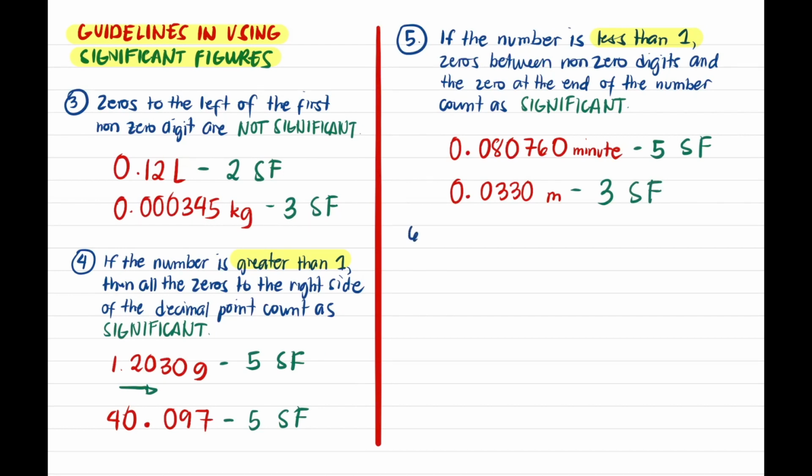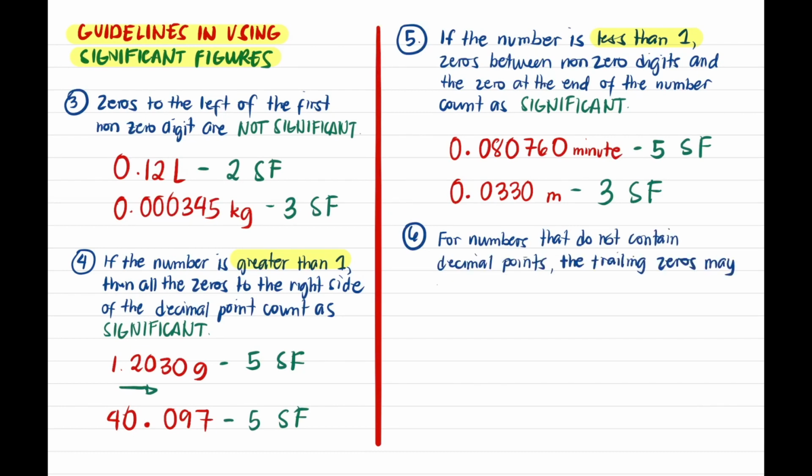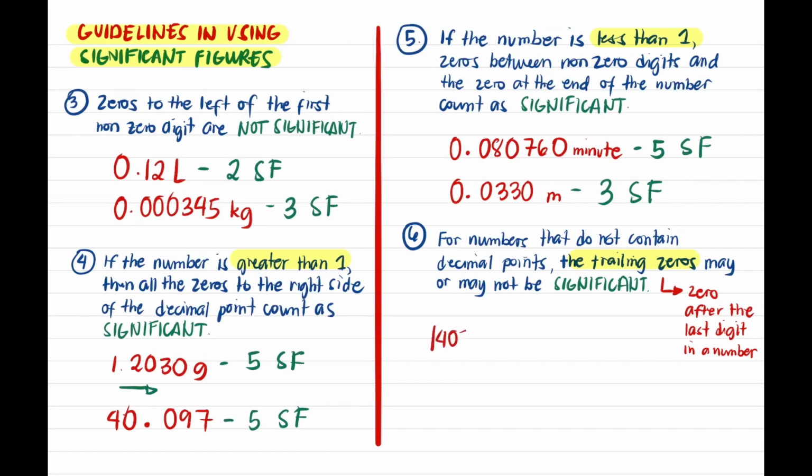Number 6. For numbers that do not contain decimal points, the trailing zeros may or may not be significant. Ang ibig sabihin ng trailing zeros ay yung zero after the last digit. Example, 1,400 centimeters. Sa 1,400 centimeters, pwedeng 2 significant figures or 3 significant figures or 4 na significant figures. Pero sa mga ganitong numbers, medyo confusing siya kung ilan ba talaga ang significant figures.